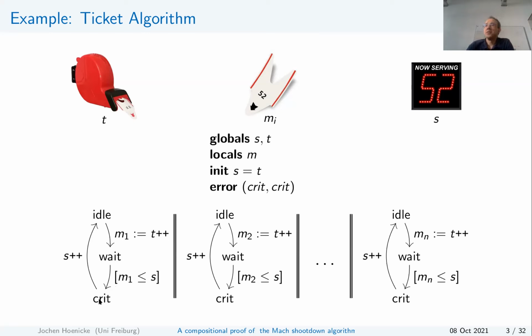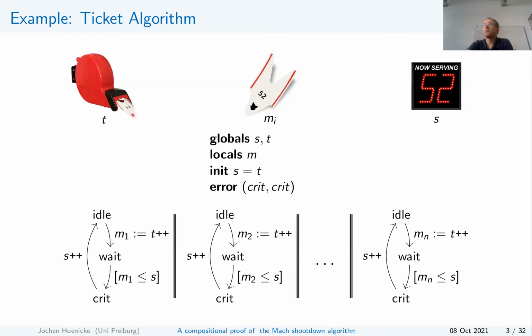And once they are in the critical section, they get served. And when they are done, the threads increase the number on the display by 1. And this way, the next thread can enter the critical section.